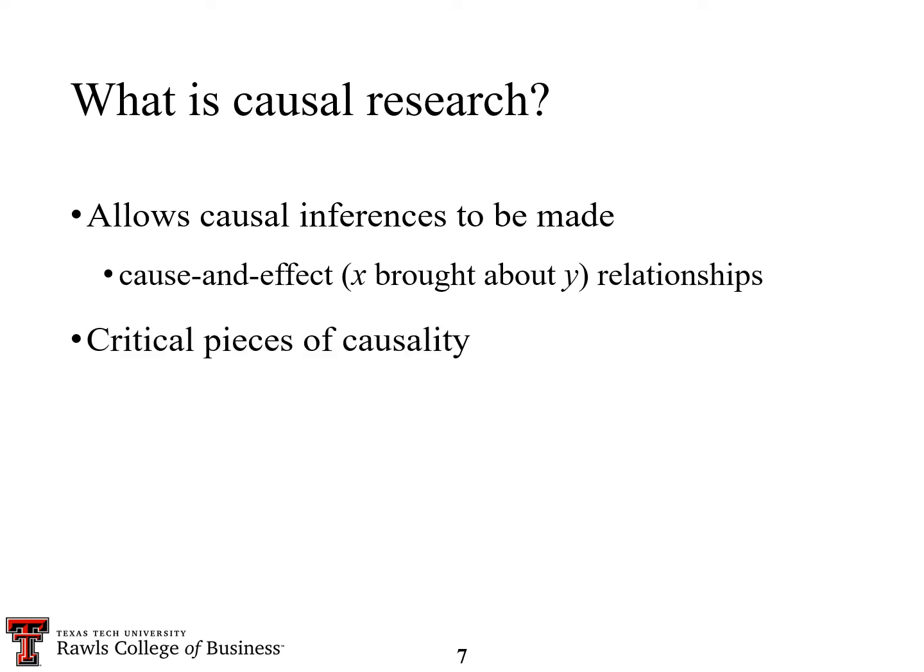And some of the critical pieces of causality are temporal sequence, and this has to do with the time order of events. So with temporal sequence, we mean that X came before Y. So generally what we're looking at is X leads to Y. If we said Y led to X, then that means that Y comes before X. So that's whenever we really have to understand our relationships that we're talking about.